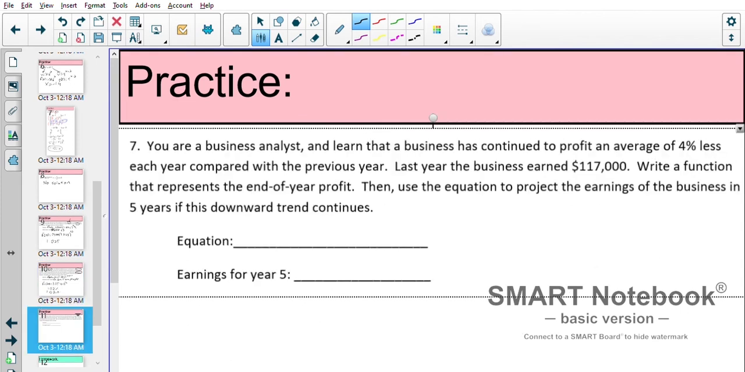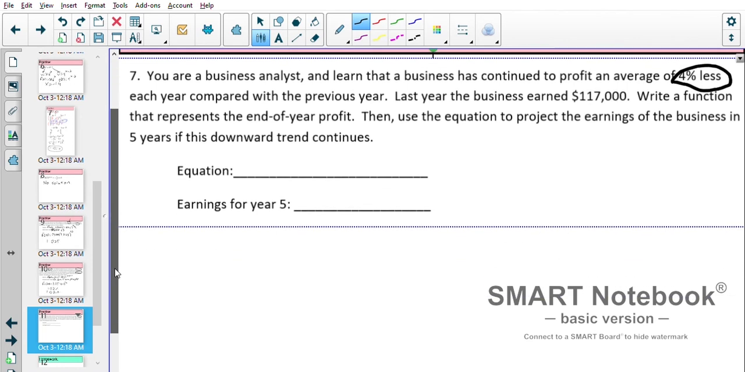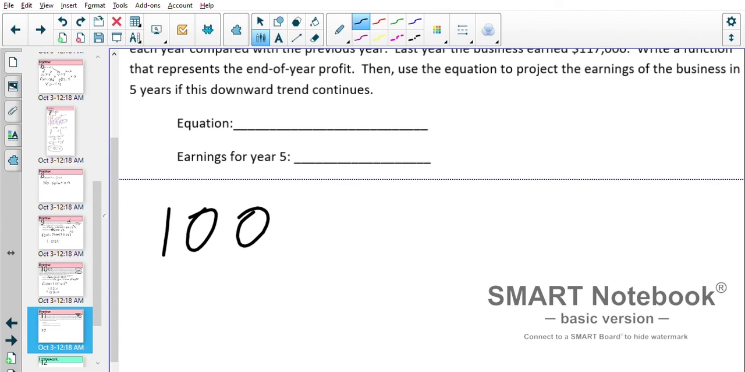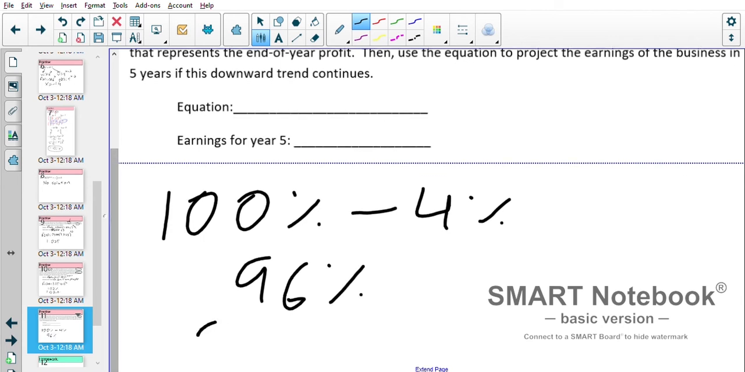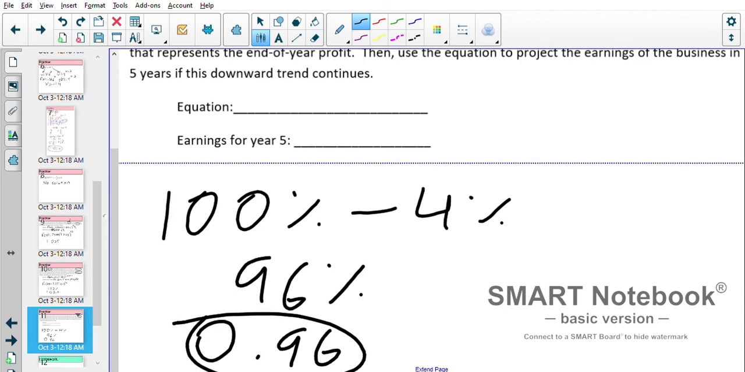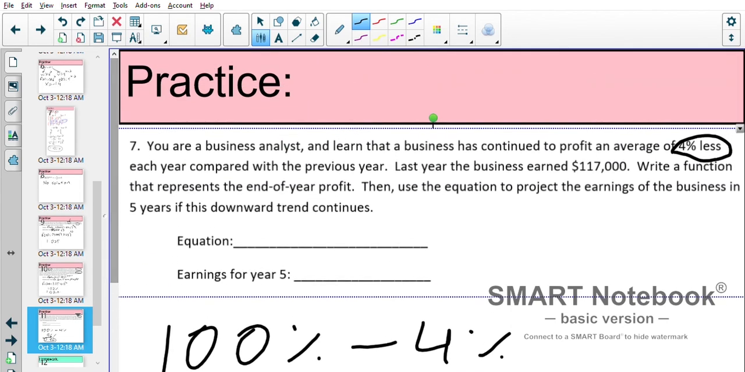Last, we have this question. In this instance, we earn 4% less each year. So this is exponential decay. If we're going 100% and we earn 4% less, that puts us at a total of 96% of the previous value. Writing that as a decimal, we get 0.96, so that's going to be our multiple, 0.96. Our initial value is 117. That was our most recent profit.